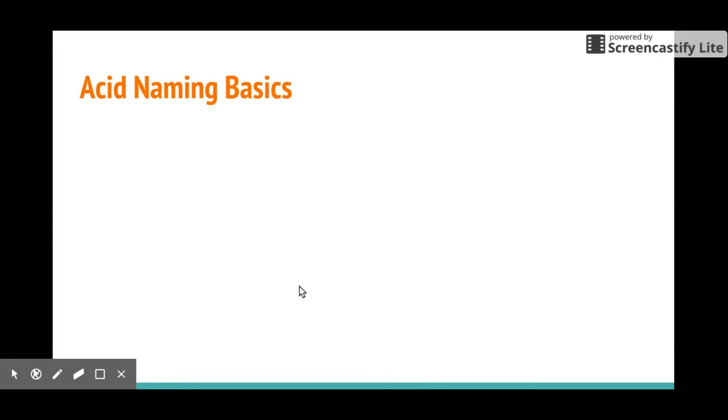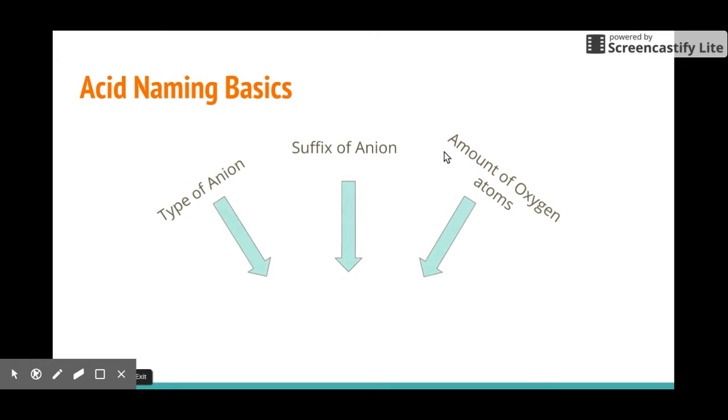Okay, so when you name an acid, you give it a suffix based on the type of anion that the hydrogen is bonded to. That's more like the root of the word of the anion. I'll explain that more later. And it depends on the amount of oxygen atoms in the anion. So all these together factor into the name of the acid.